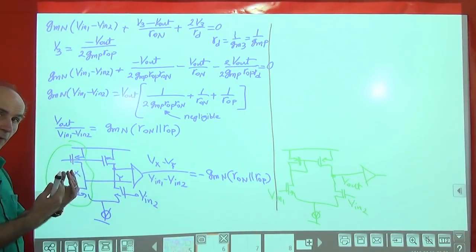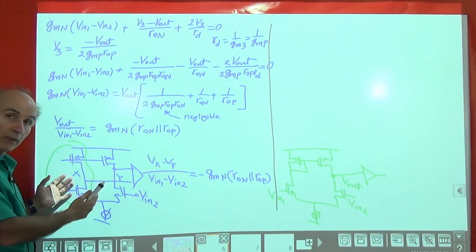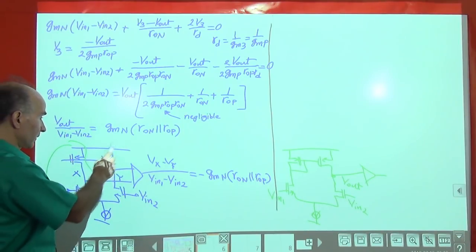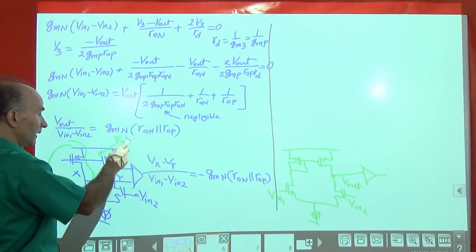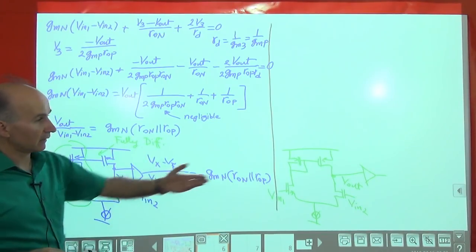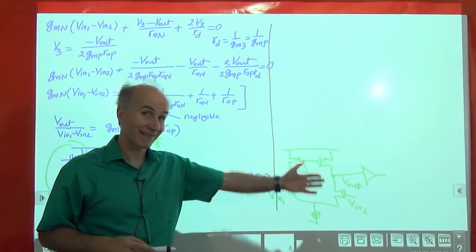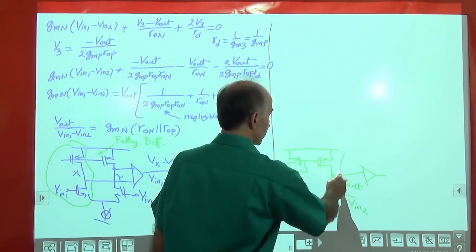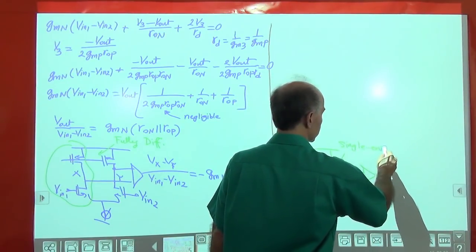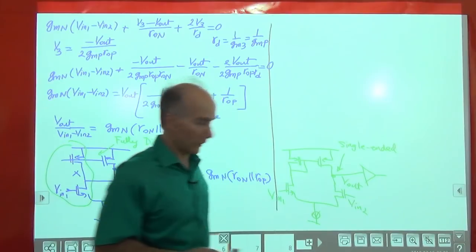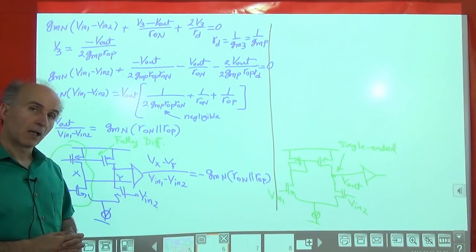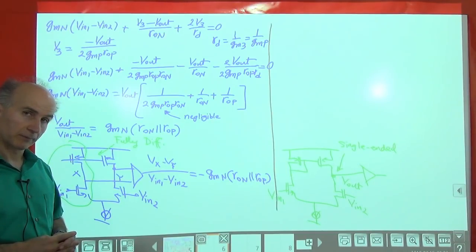So that's the key difference between this circuit, which we call a fully differential circuit, because the input is differential and the output is differential. So sometimes we call it fully differential. But that's not fully differential, right? That's differential input, but single-ended output. So the output is single-ended. All right, so that is the important distinction between the two. This completes our study of the differential pair with active load. I will see you next time.